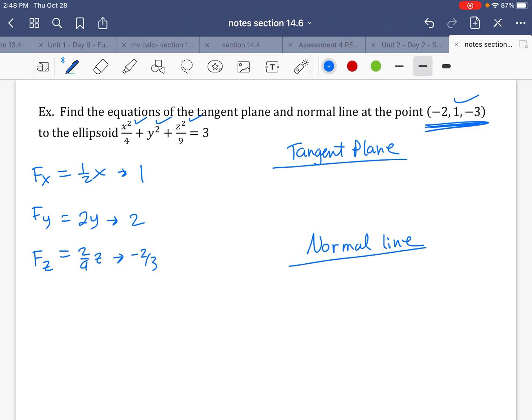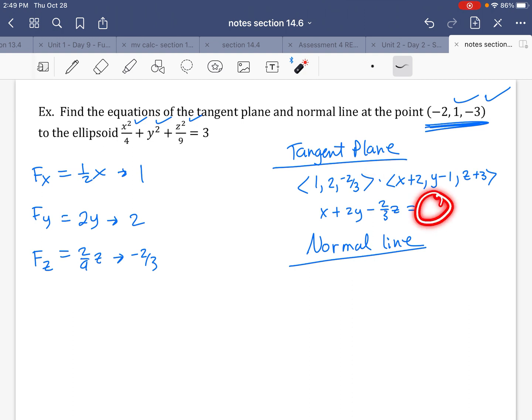Okay, so that means my tangent plane is going to be (1, 2, -2/3) dotted with (x minus -2, y minus 1, and z plus 3). All right, so if I multiply that out, remember what happens when I get an equation of a plane, I can just put this in front of the x, y, z, so x plus 2y minus 2/3 z. And if I want to, I can just dot the point with my normal vector, and that is my value on the other side. So if I dot -2 with 1, I get -2, 1 with 2, I get plus 2, and -3 with -2/3, I get plus 2.